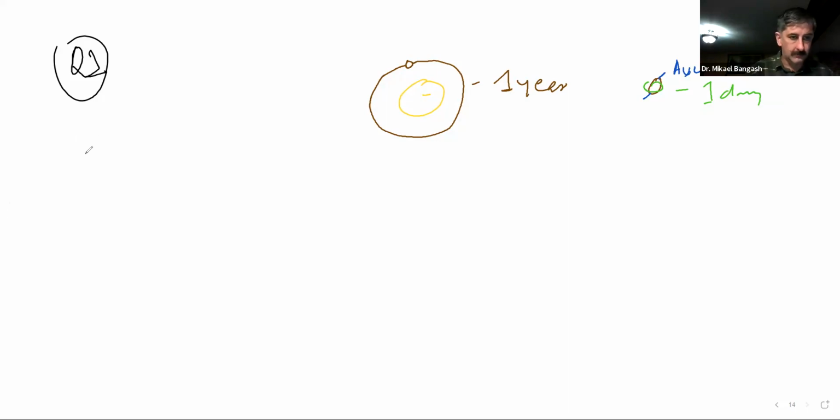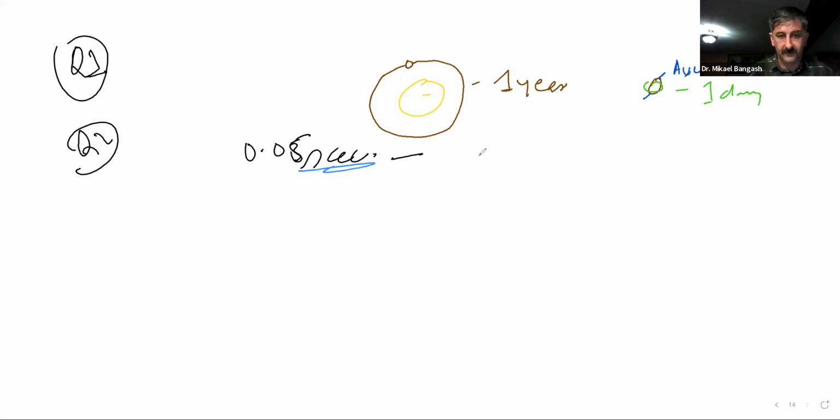Question number 2. A little dumb question, but anyways. A spinning top is spinning on the table. What is the period of the spinning top? The reason I said 0.05 seconds is that this is the only one that uses just the unit of time. Clear? So that's the only one.